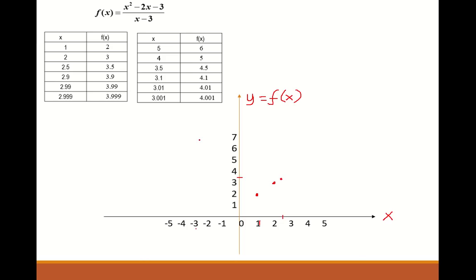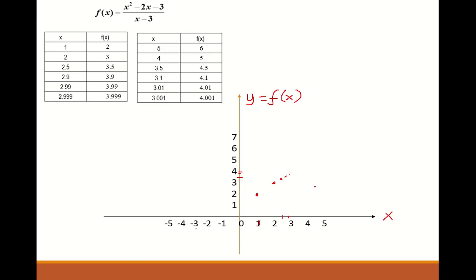When x is 2.9, assuming the point is here, we have 3.9. So assuming this is 3.9 here, we have this point. And so on and so forth, when x is very close to 3.999, the value of f of x is very close to 4, or 3.9999 also. So it's somewhere here.